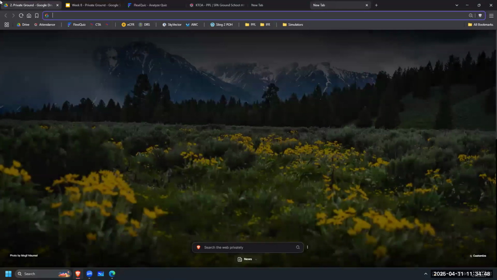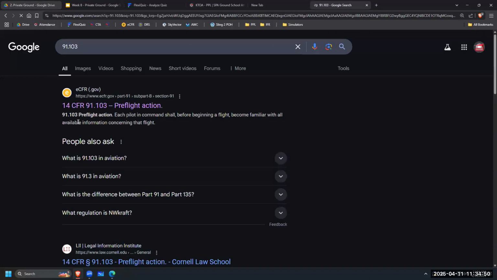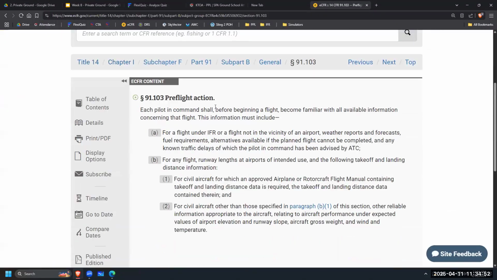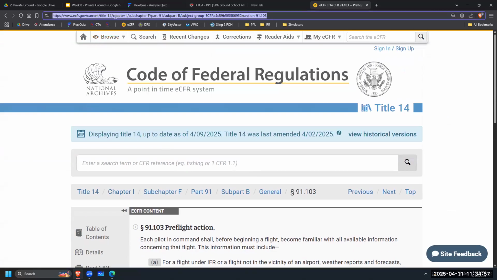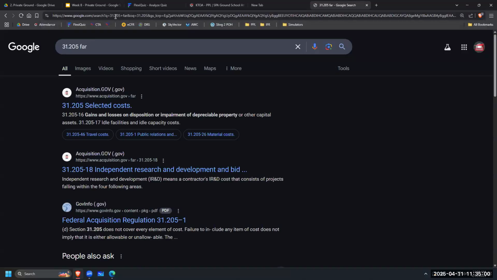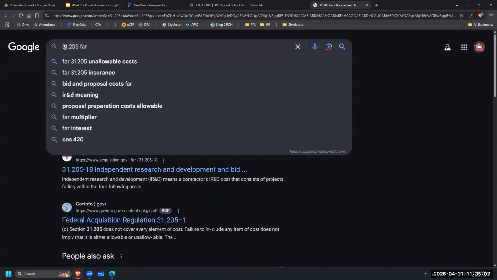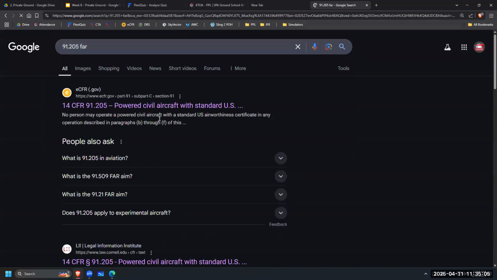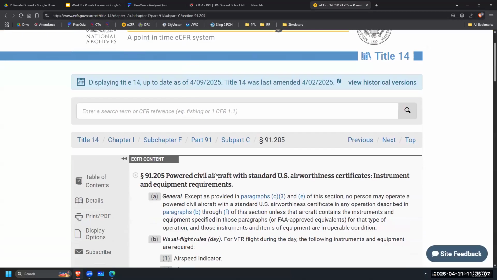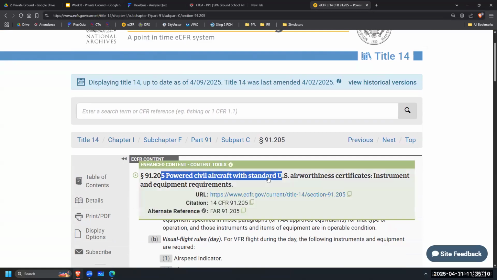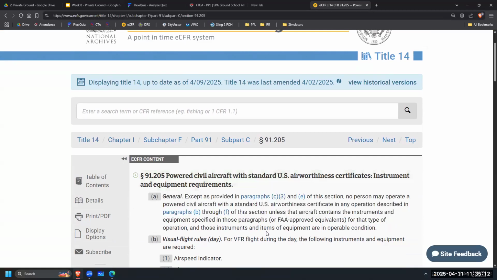And this one is 91.103, I'm sorry, 91.205. So the very first line is already telling us, civil aircraft, standard. Yeah, that makes sense. So we're not considered standard as a light sport aircraft, and that's why we don't have to follow it. But at nighttime, we do have to follow it because now you need those.